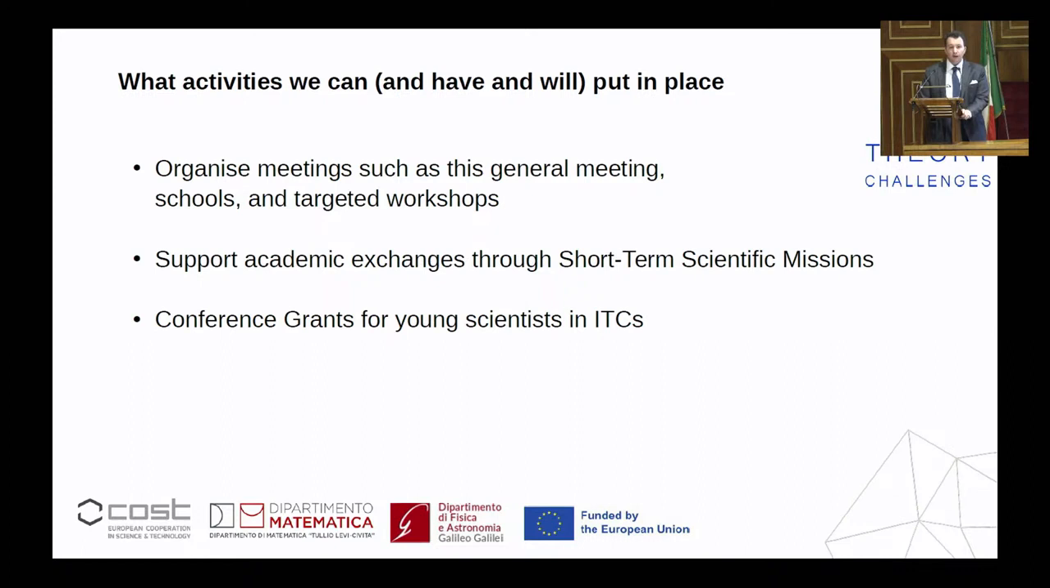On top of that, there are other instruments that are short-term scientific missions. This means the point-to-point travel of researchers that want to go from their institution to another institution for a certain period of time to do research. And finally, there are conference grants for researchers in these ITCs, the green countries from before, to attend conferences. This is specific because of COST rules. It is specifically for researchers that are affiliated in ITCs.